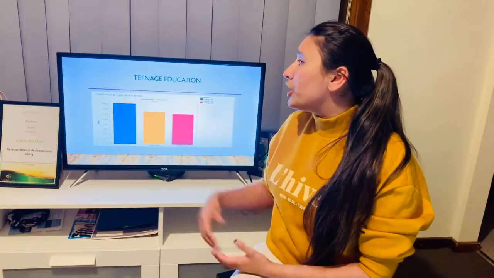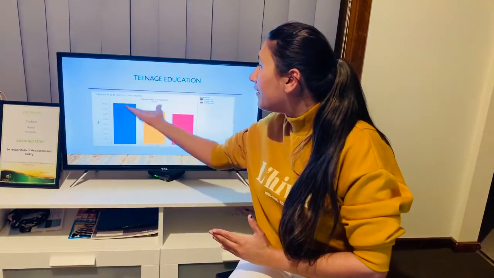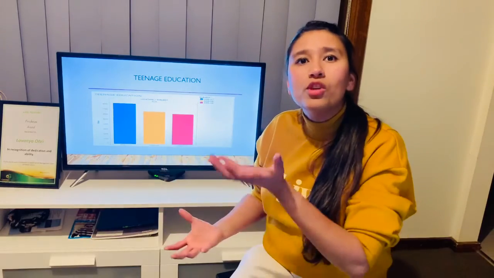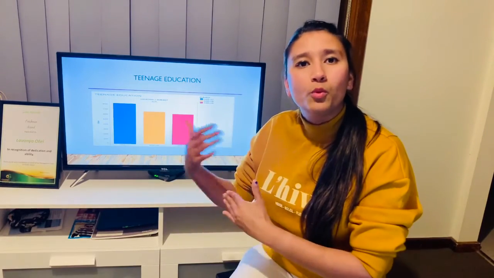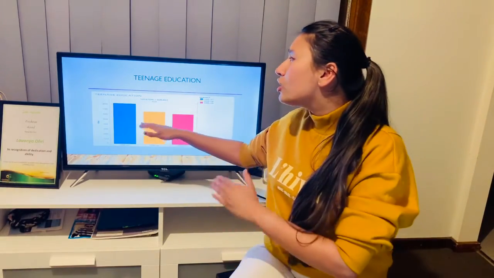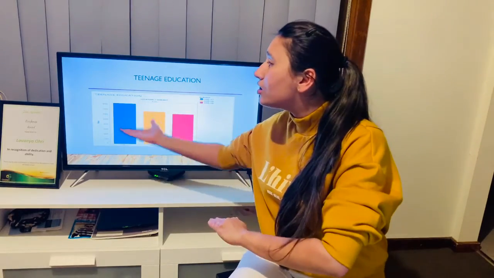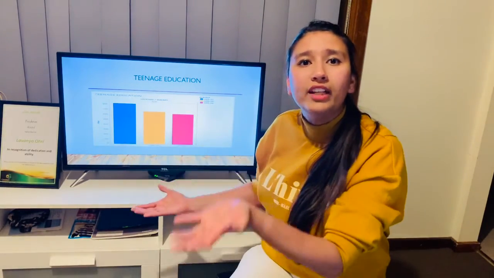For teenage education, if we consider the teen age group, we see that the age group of 17 years is most likely to get enrolled in different universities, schools and training institutions. There is not much difference between the age groups of 18 and 19, but those 17-year-old children are most likely to get enrolled.